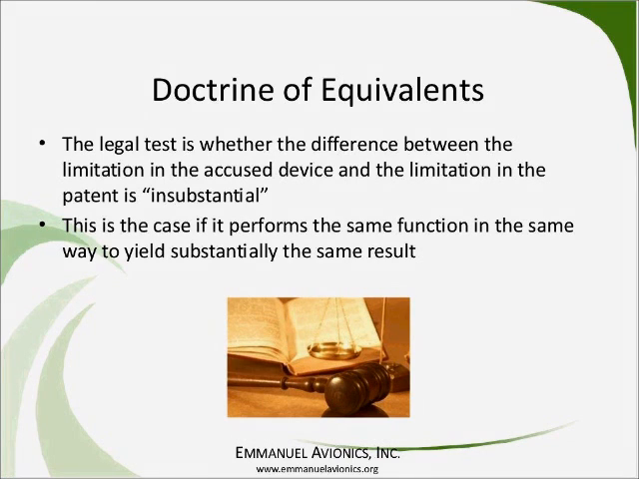Under the triple identity test, the difference between the feature in the accused device and the limitation literally recited in the patent claim may be found to be insubstantial if the feature of the accused device performs substantially the same function in substantially the same way to yield substantially the same result as the limitation literally recited in the patent claim. The doctrine of equivalence applies if two elements are interchangeable, and a person with ordinary skill in the art would have known that the elements were interchangeable at the time of the infringement.